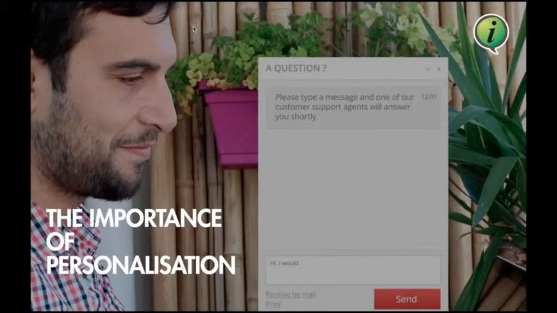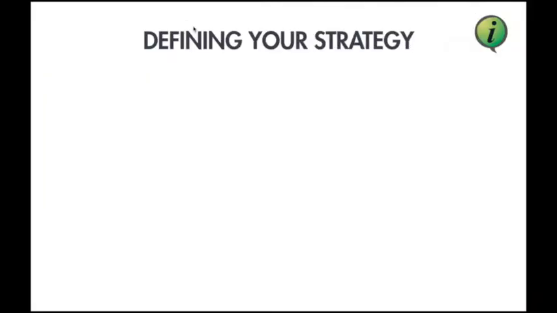So it's with behavioral targeting that live chat appears at exactly the right time, giving the information needed and thereby preventing the visitor from leaving the website. With a well-trained customer support agent, the deal can be sealed and the visitor will leave satisfied with the purchase and impressed with the customer service you've provided. So when you define your strategy, you should be asking three questions.